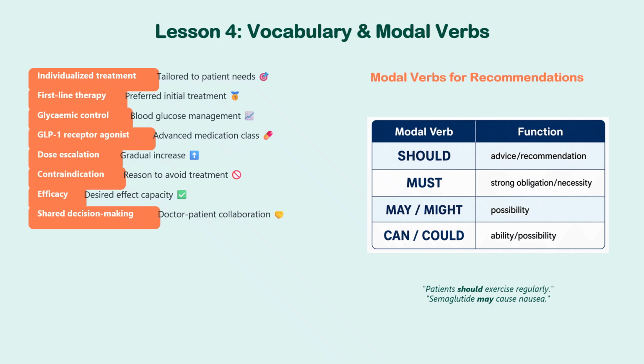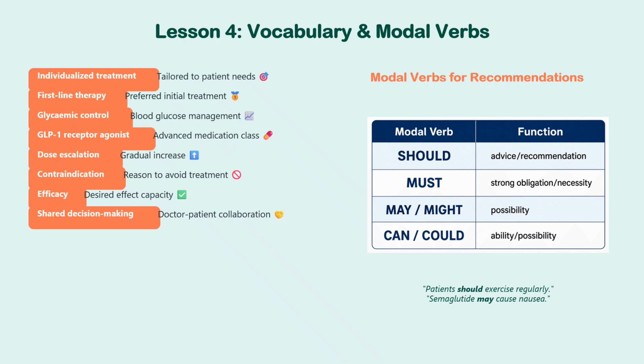First-line therapy, the preferred initial treatment for a disease. Metformin remains an effective first-line therapy for many patients. Glycemic control, control of blood glucose levels. Semaglutide has demonstrated excellent efficacy for improving glycemic control. GLP-1 receptor agonist and SGLT2 inhibitor, classes of medications that improve glycemic control and offer cardiovascular and renal benefits.